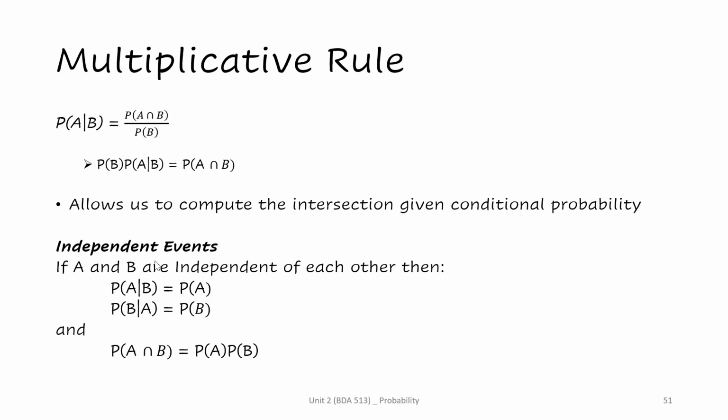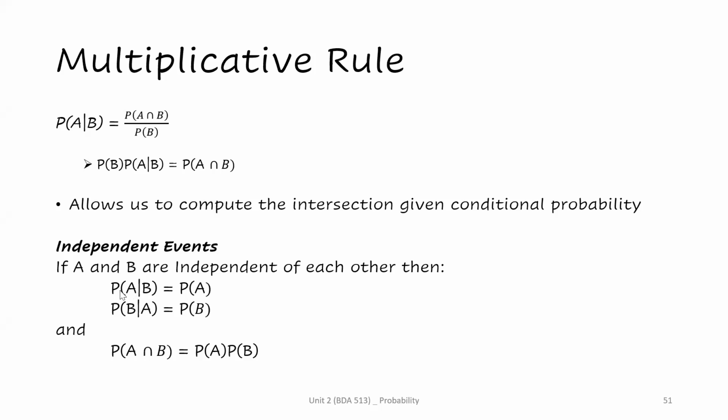Okay, so let's look at independent events. If A and B are independent of each other, then the probability of A given B is the probability of A, and the probability of B given A is the probability of B. Why? Because one event does not depend upon the other.